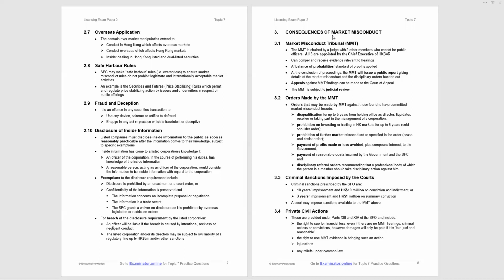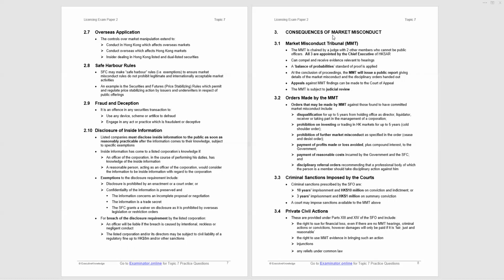Disclosure, in paper 2, they put this in topic 7. In paper 1, it was in topic 3, disclosure of inside information. Now, this is looking at insider information from the other side, from the listed company's point of view. So if the officers of a listed company become aware of price-sensitive information that is not yet public, they have an obligation to make it public knowledge as soon as possible. And if they breach the disclosure requirement, they can be liable to fines. I don't think there's any imprisonment there.